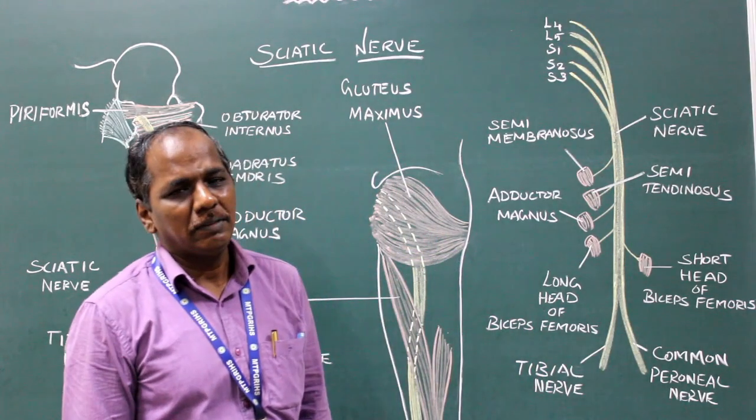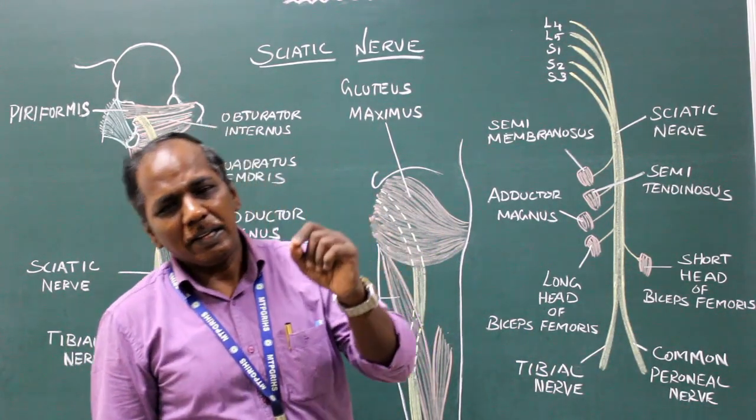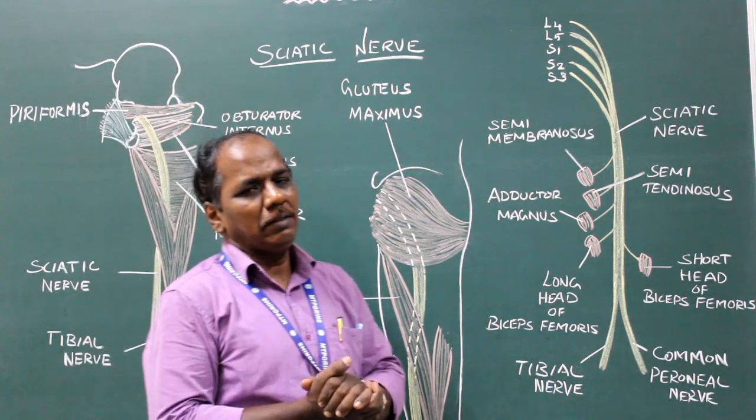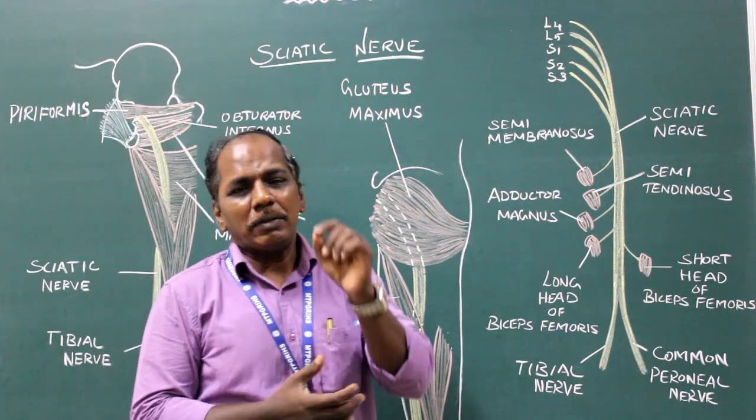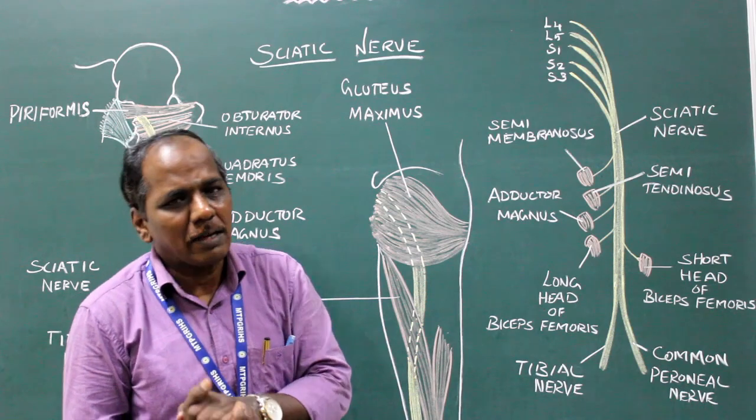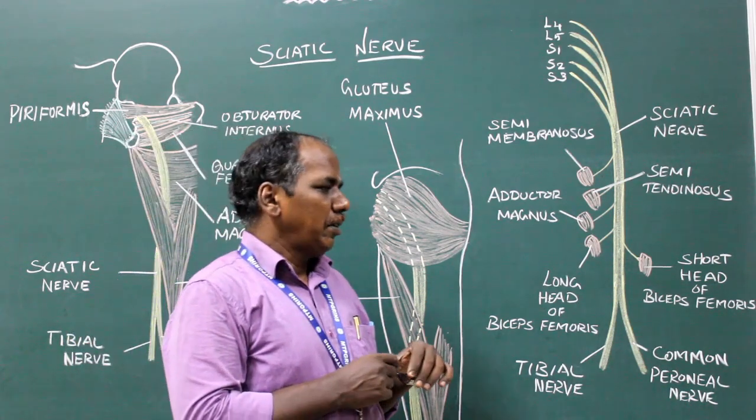Sciatic nerve, it is the thickest nerve present in the body. It is one of the terminal branches of the sacral plexus. Root value.